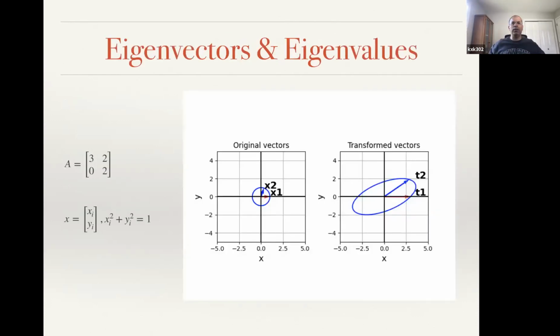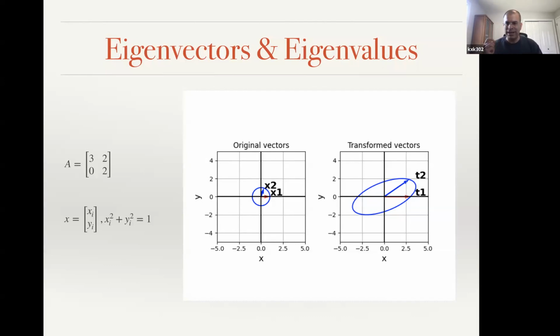Before we get there, we have to define these concepts, eigenvectors and eigenvalues. We have a transformation matrix A, and we have all the points that are 1 unit away from the origin. If you plot them, that would be a circle. We transform the circle, and we're going to get an ellipse on the right-hand side. I picked 2 points on the original circle, x1 and x2, and I've also shown the transformation of those 2, called t1 and t2.